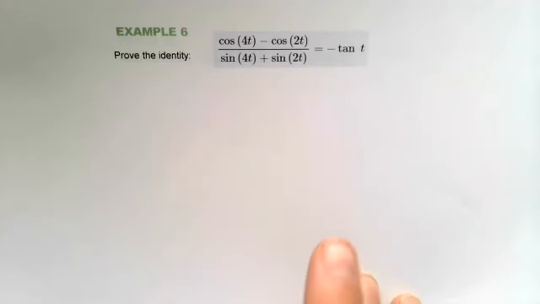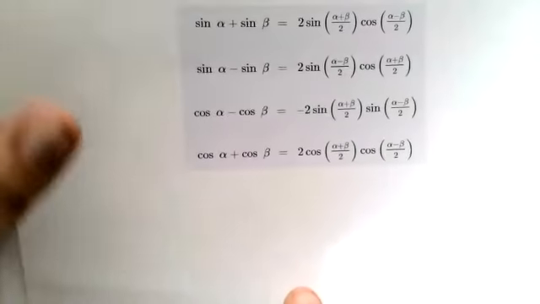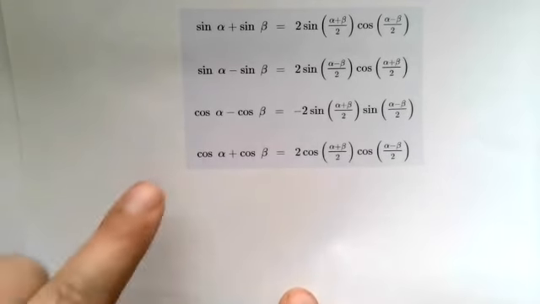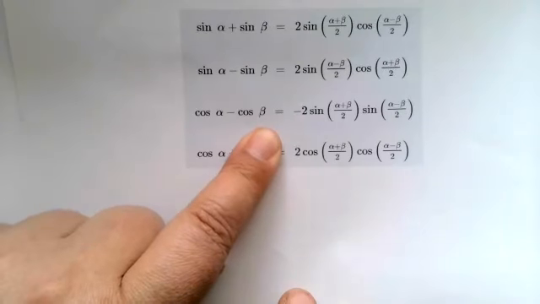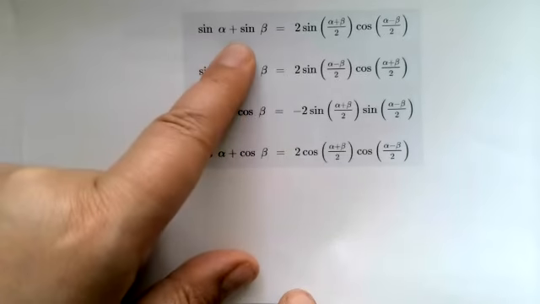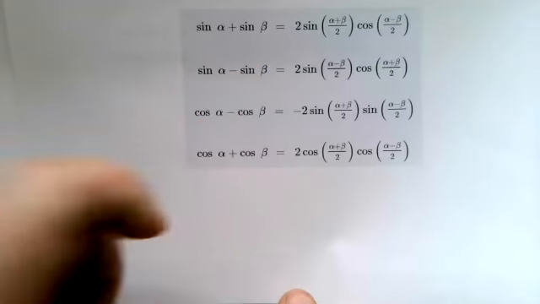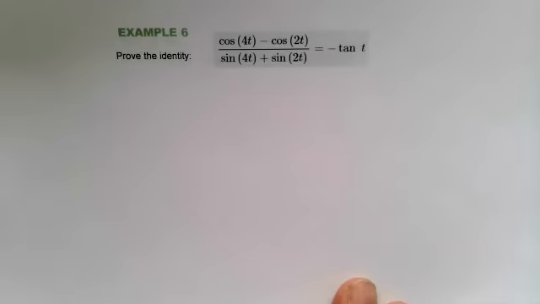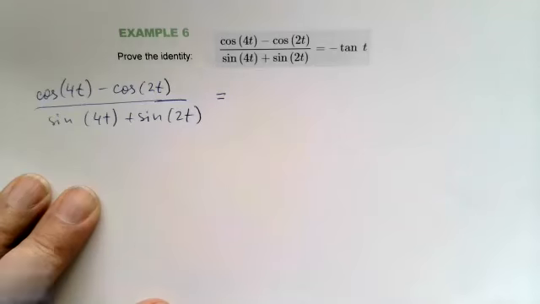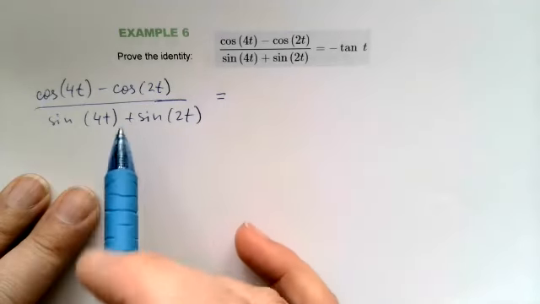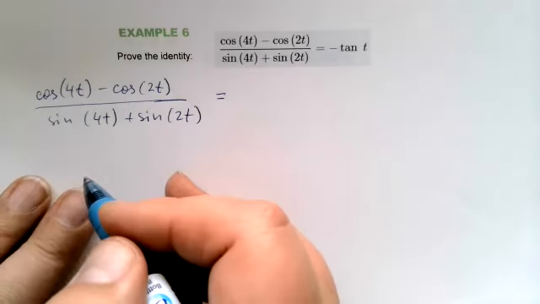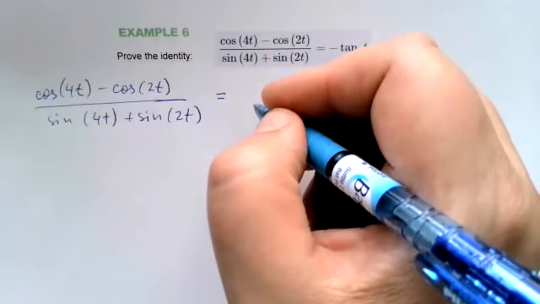We're going to take that left side and apply our formulas, first for the difference of cosines in the numerator and for the sum of sines in the denominator. So we're going to apply those two formulas. Straightforward. So here I just copied the left side and I'm going to apply the formula.